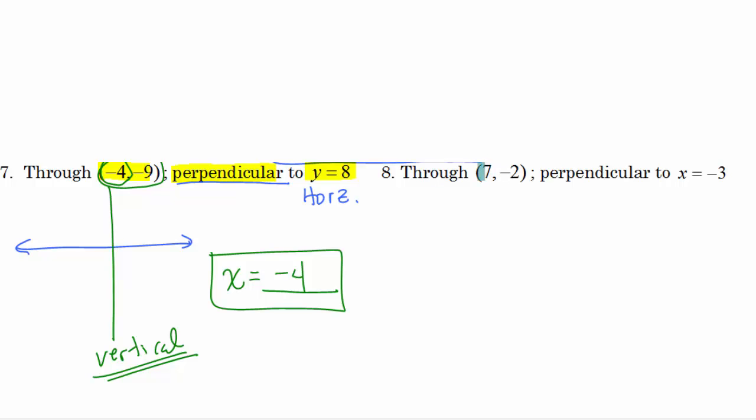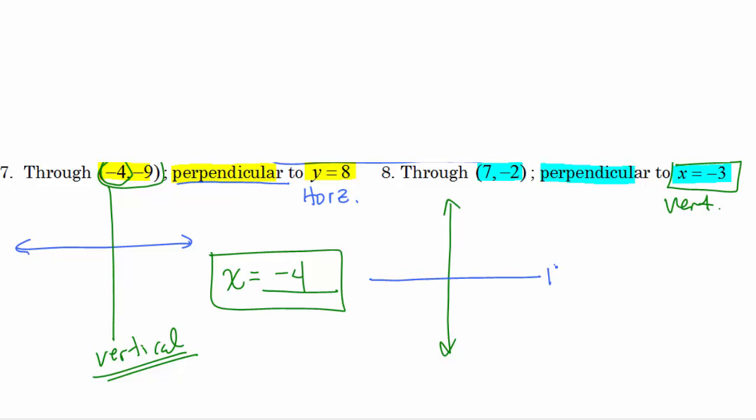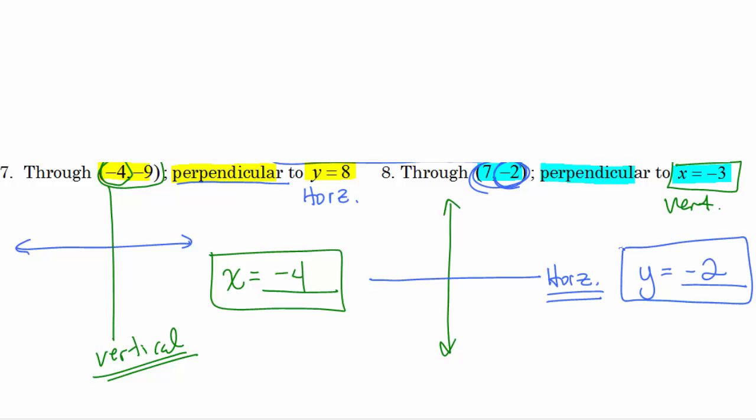Number 8, through this point, perpendicular to x equals -3. I have to know that this is a vertical line, and I want something perpendicular to it, so that means I need a horizontal line. And a horizontal line is y equals, goes through that point. What does y equal? -2. If that was a little fast, pause, rewind, listen to it again, but hopefully by now, after all of these lessons about lines, you've finally gotten it about vertical and horizontal lines.